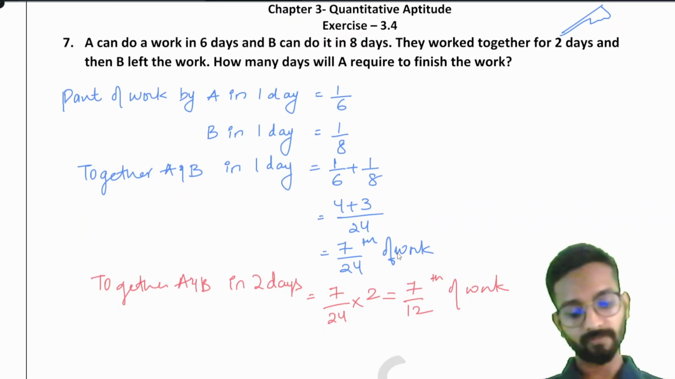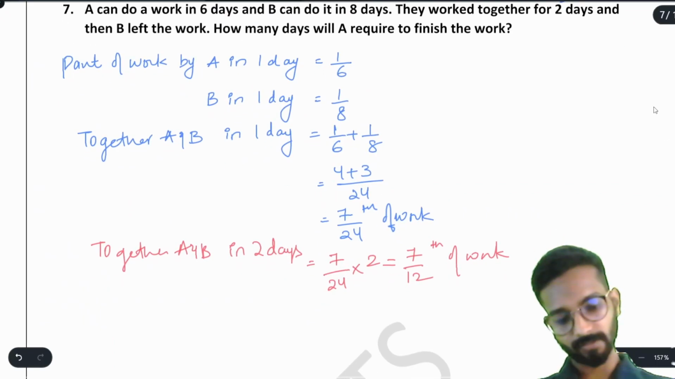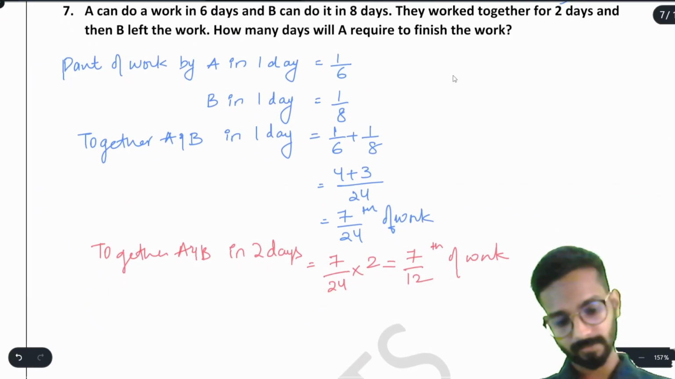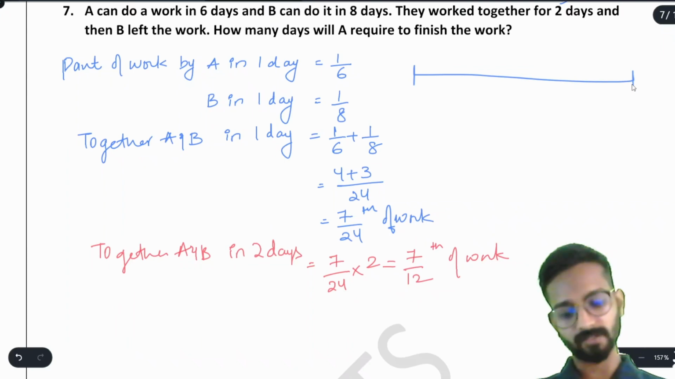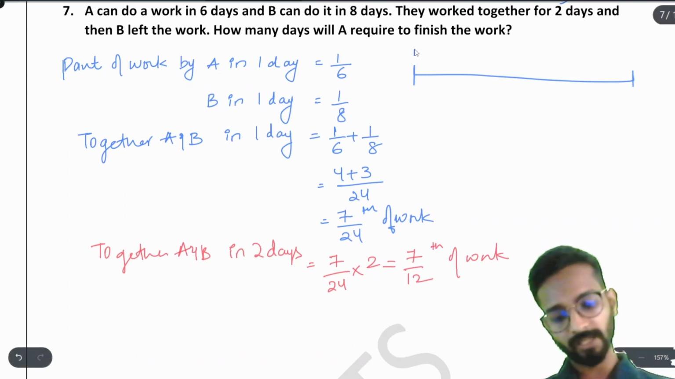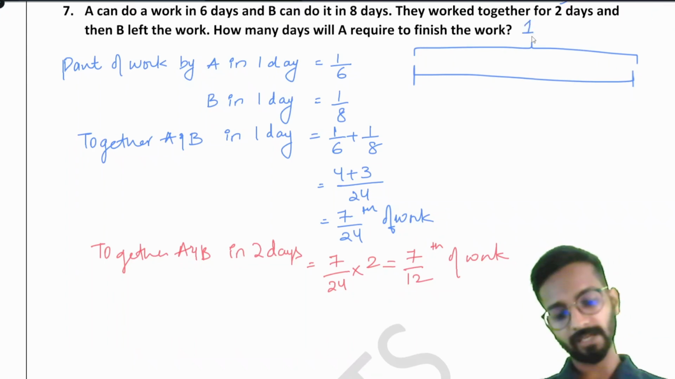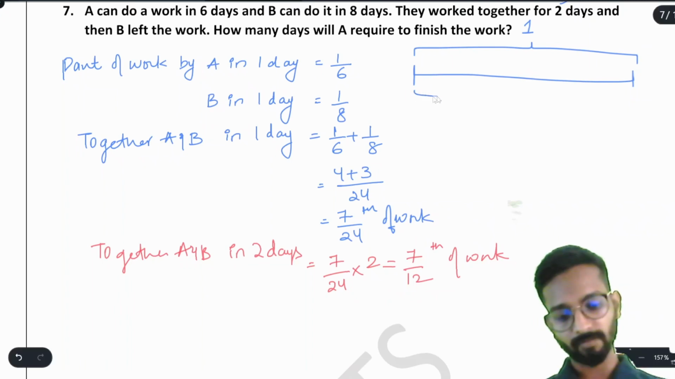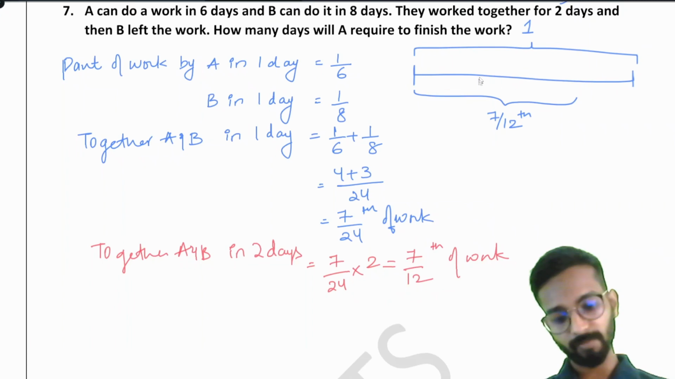If B has left the work, now see. Understand this. Suppose this is a number line. Okay. These are the number of days. This is the entire work they have to do. So entire work means one work they have to complete. They are saying 7 by 12th of the work, which you can understand is a part of the work. 7 by 12th of the work is already done by A and B in 2 days.